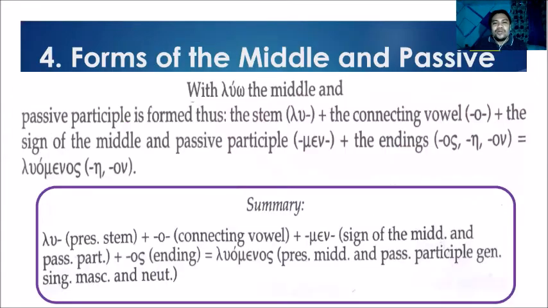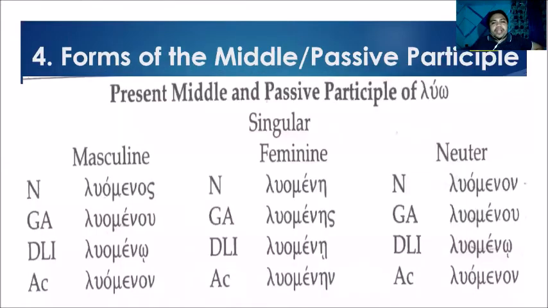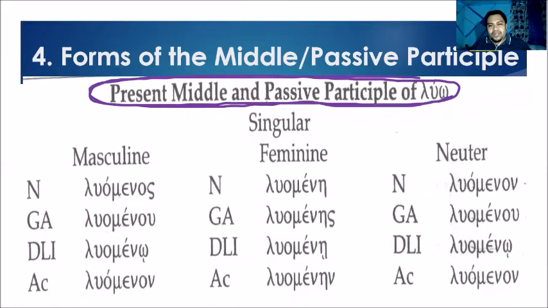All right, so luo in the middle and passive participle forms, we have the stem, of course, lu, plus omicron, that's the connecting vowel, and the men, that is the sign of the middle and passive participle, and os ending. Therefore, luomenos. It's the present, middle, and passive participle, nominative singular masculine of luo. So let's read present, middle, and passive participle of luo.